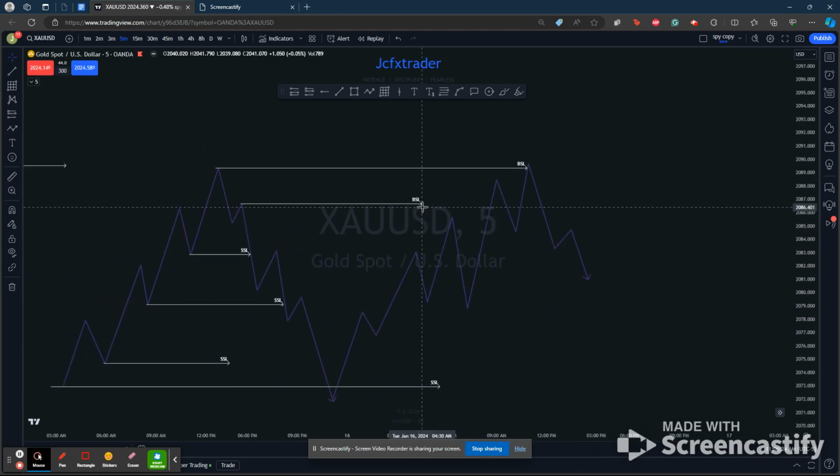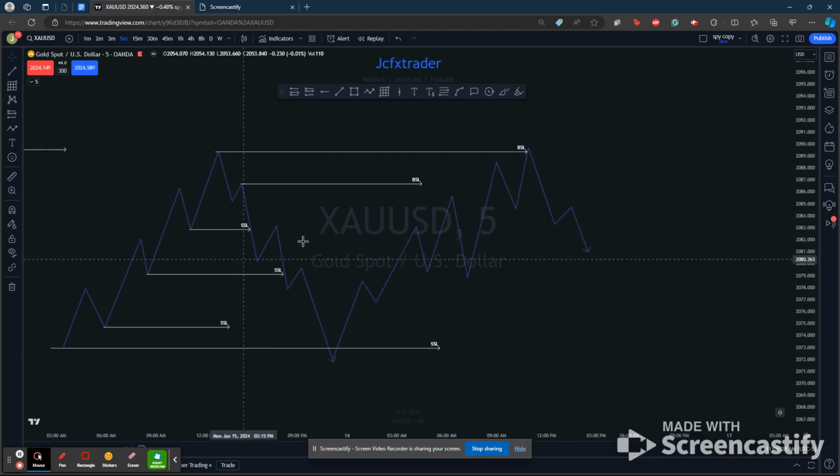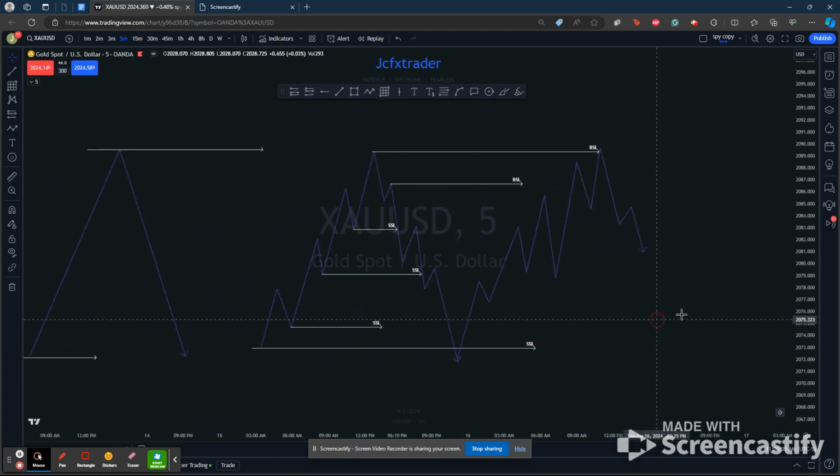So why is this important? Because markets move to fill imbalances, like I explained with fair value gaps, and they seek liquidity, because they want to make money in the markets.